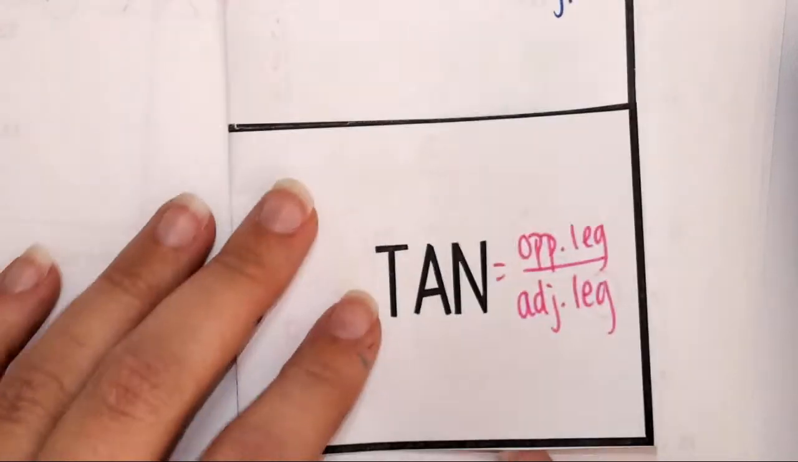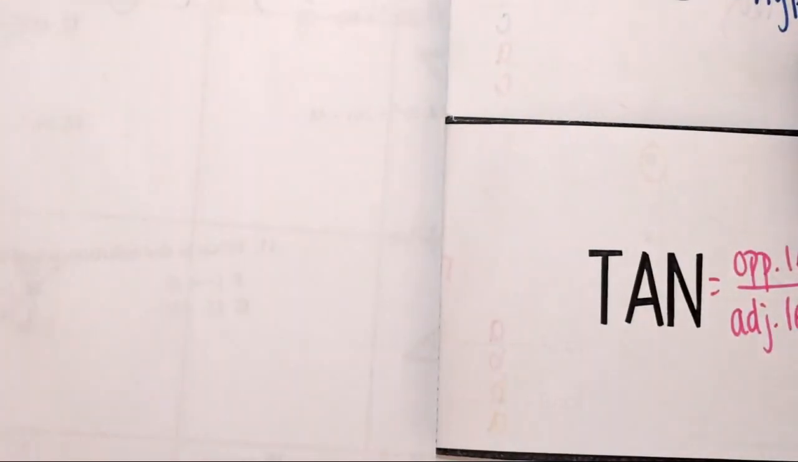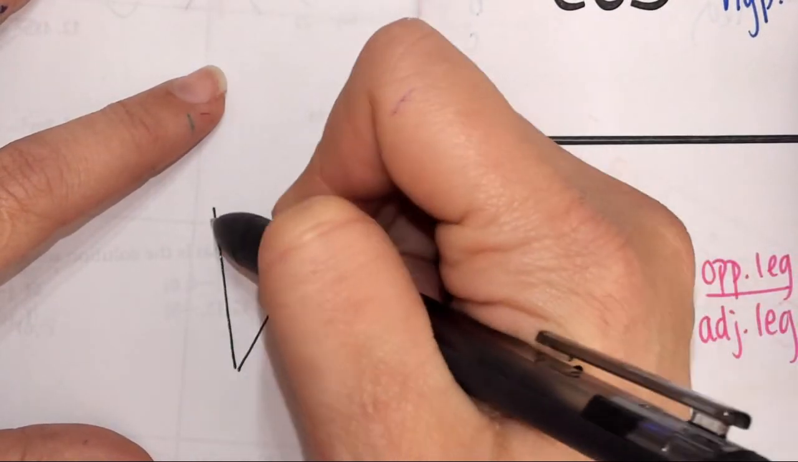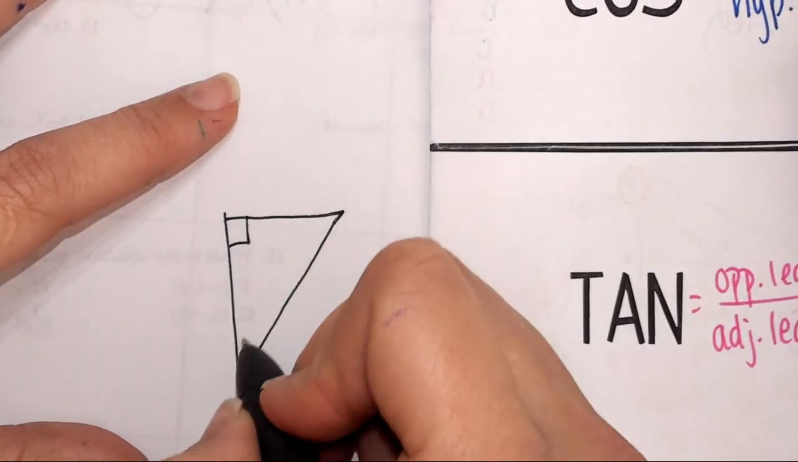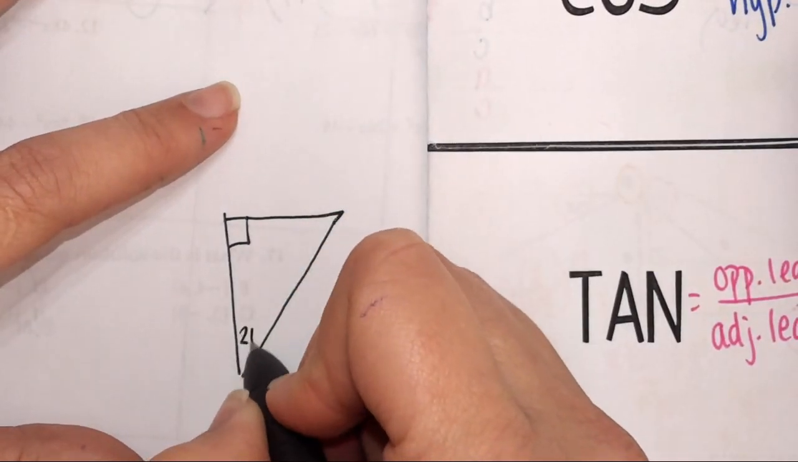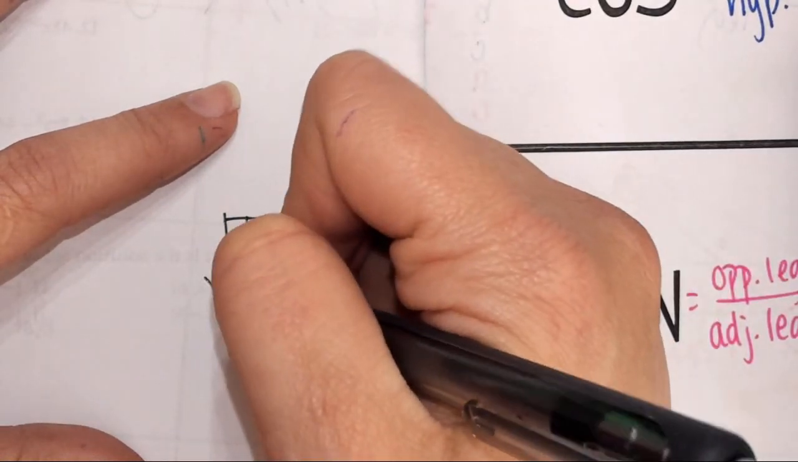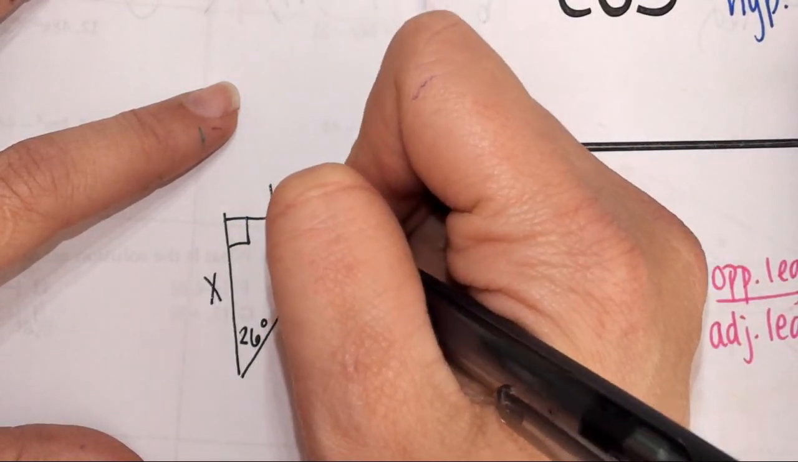Now your homework problem that I want you to work out for tangent. We're going to call this 26 degrees. We're going to call this x. We're going to call this 14.